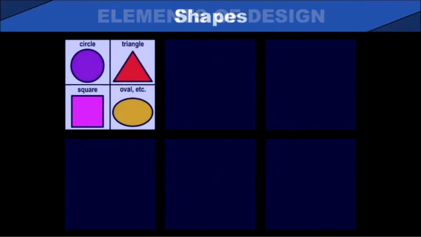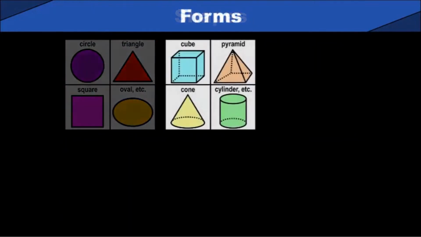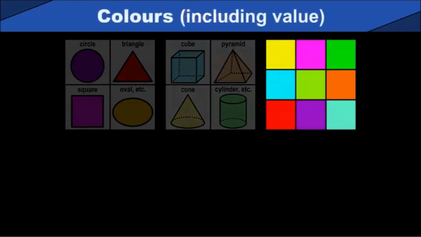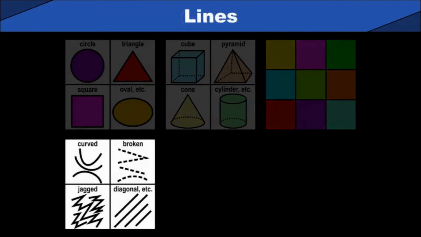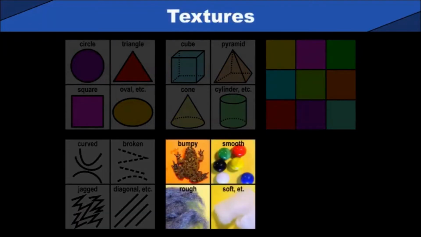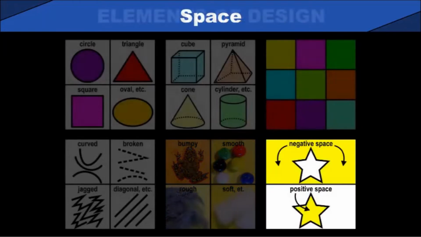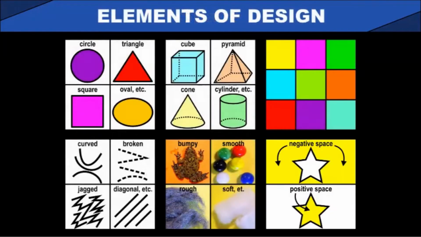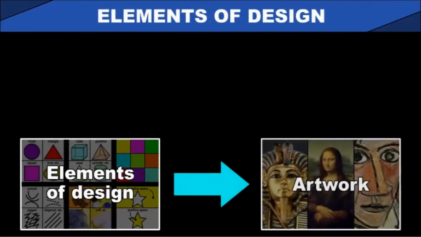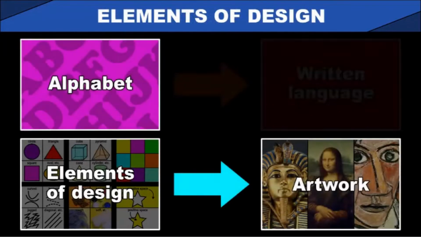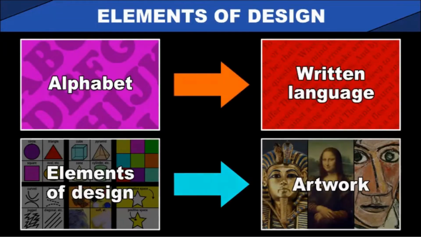Elements of design are the basic building blocks of artwork. They are shapes, forms, colors, lines, textures, and space. Elements of design are to artwork as the alphabet is to the written language.